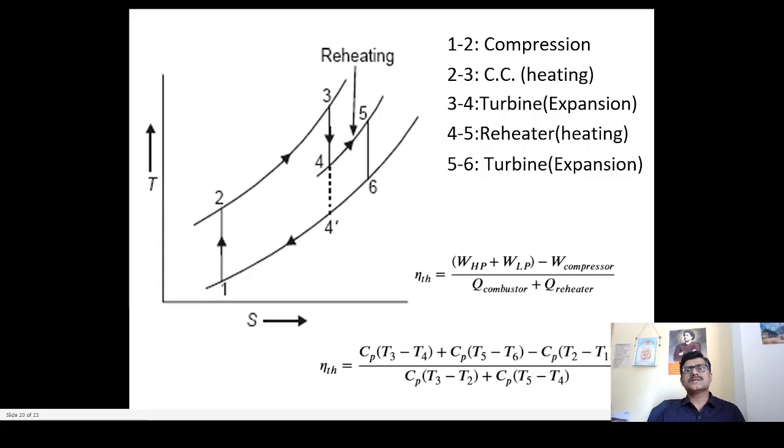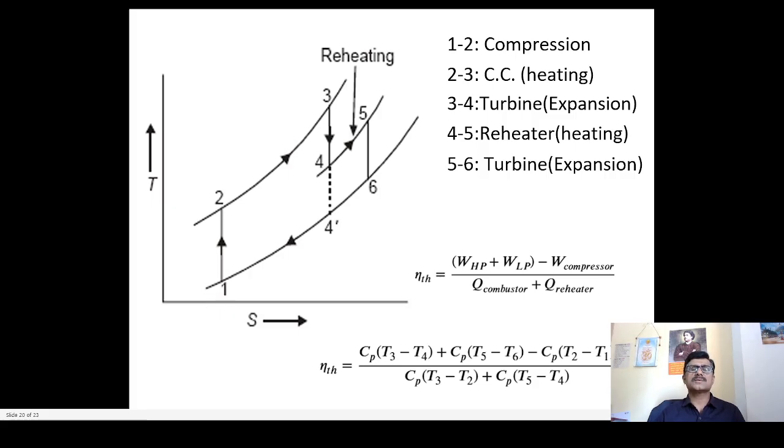In the numerator, we have WHP and WLP. WHP is nothing but the work obtained from the high pressure turbine, and WLP is nothing but the work obtained in the low pressure turbine. The work is obtained from the high pressure turbine during the process 3-4. The work is obtained from the low pressure turbine from the process 5 to 6.